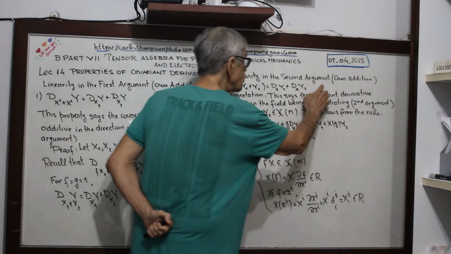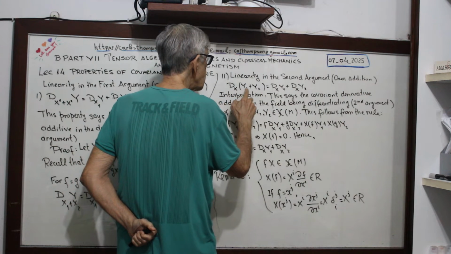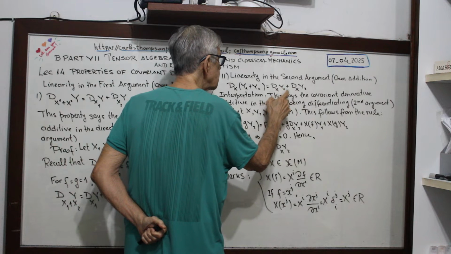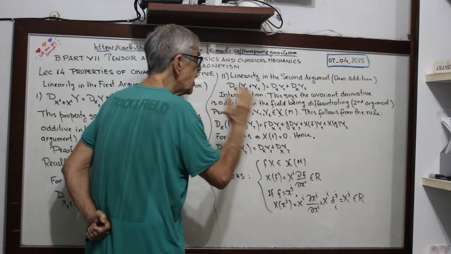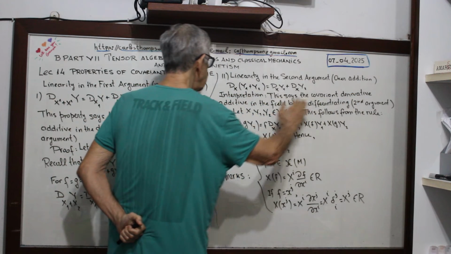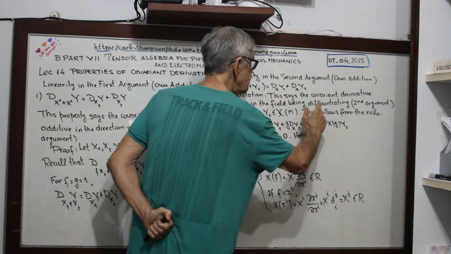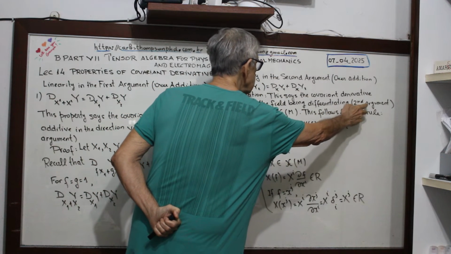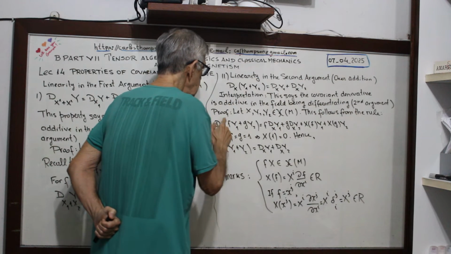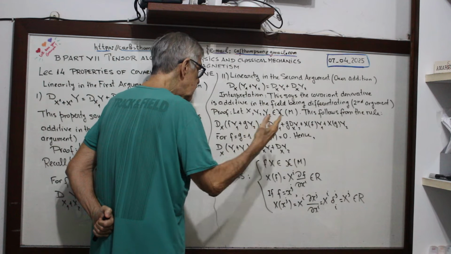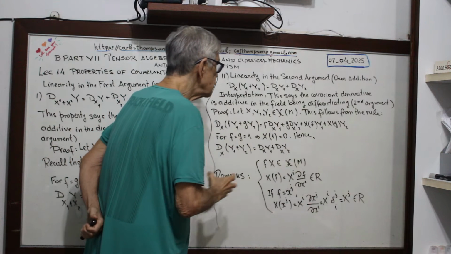Linearity in the second argument, also over addition. You see, D_X(Y1+Y2) is D_X Y1 plus D_X Y2. Now, interpretation. This says the covariant derivative is additive in the field being differentiated, in this case the second argument, Y1 plus Y2. Let's prove it. Let again X, Y1, Y2 belong to chi of M, the vector fields.